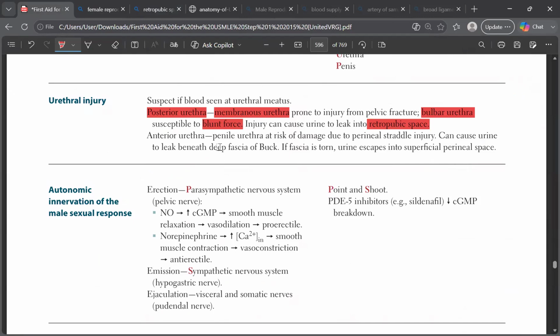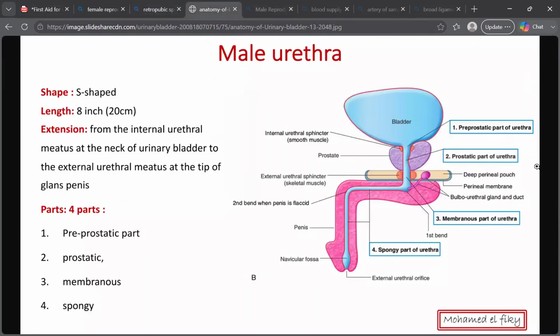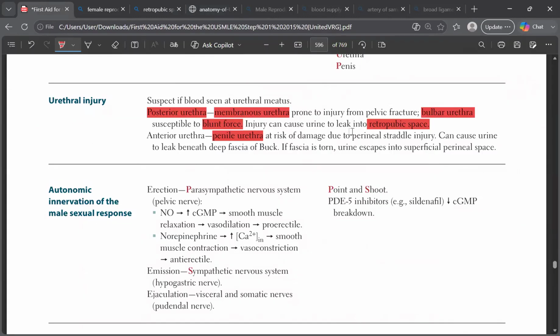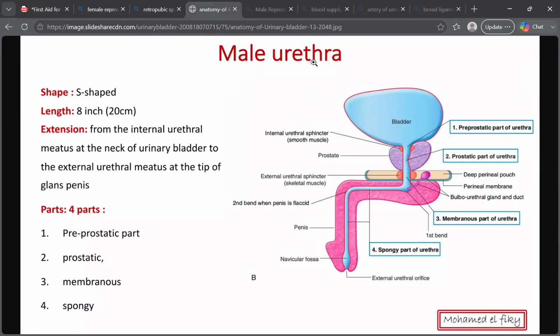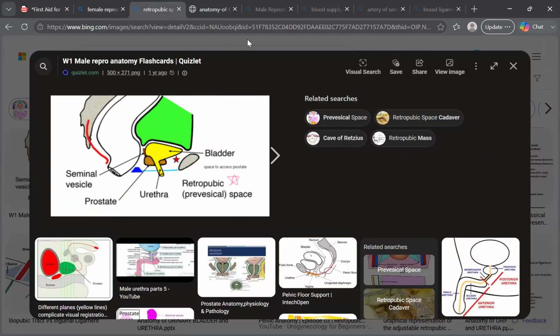Anterior urethral injuries: the penile urethra, this part, is at risk of damage due to perineal straddle injury. This is very important, and it can cause urine to leak beneath the deep fascia of Buck. If the fascia is torn, urine escapes into the superficial perineal space. So, the deep fascia of Buck.